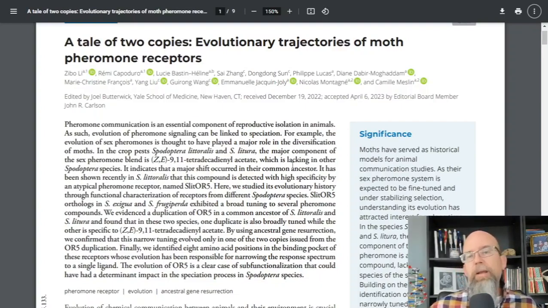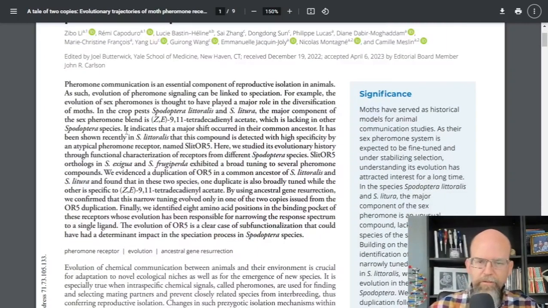All right, so back to this paper. I'm going to read this paper by Lee et al., just accepted in PNAS April 6, 2023. And let's read the abstract. I promise we won't be going into a lot of detail in this paper. I'm going to just use a couple figures to make the point about gene duplications.